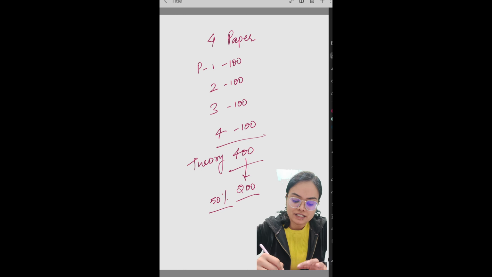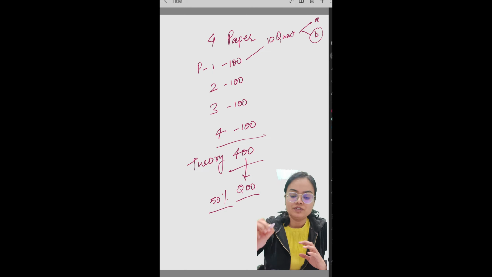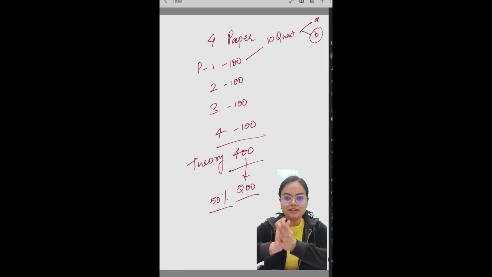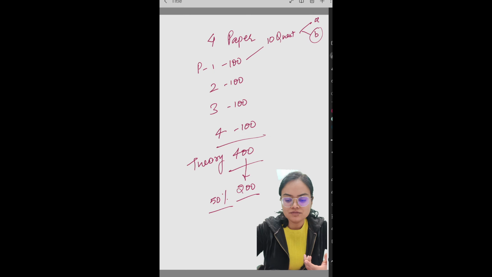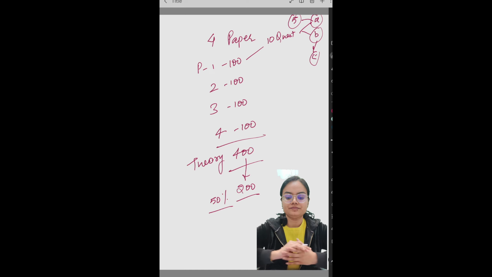Now, each paper is of 100 marks and each paper has 10 questions. And each question has A part and B part. So, 10 questions of 10 marks, total 100 marks, one paper. 100 marks, 4 papers, total 400 marks. And each question can be divided into 5 marks and 5 marks like this.